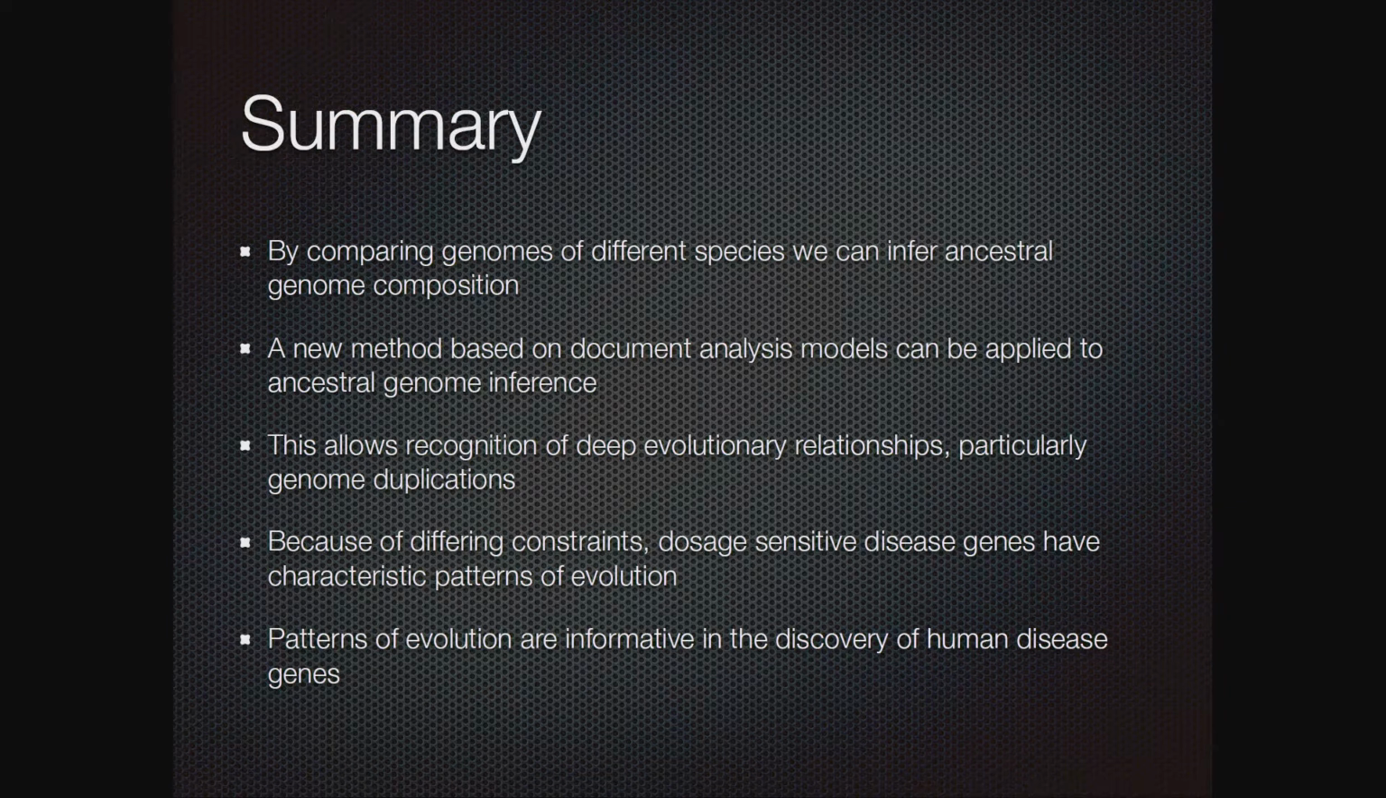So hopefully what I have explained in an intelligible way is that we use this strategy of comparing the genomes of the different organisms, just like you can compare their physical traits. You can compare their genomes and make inferences about that ancestral genome that you can't actually see. And so we can take this document analysis method and infer our ancestral genome, and we can learn about these genome duplications.